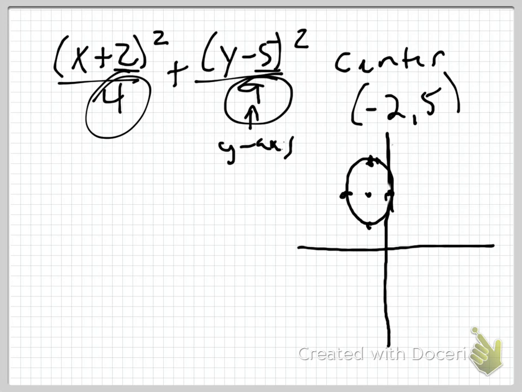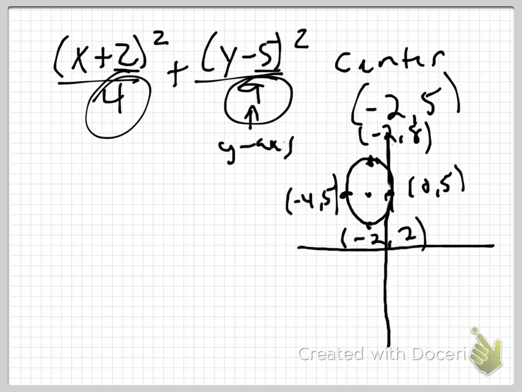I'm going to try to carefully write out my ordered pairs. This one will be at 0, 5. This one, negative 4, 5. And this one up here would be at negative 2, 8. And then this one down here would be at negative 2, 2. Sorry, I can't write really small with this. Either way, once you find your center, you're just going to use those bottom numbers to go in each direction.